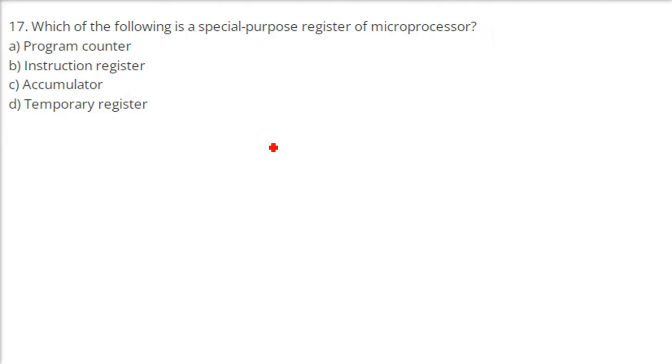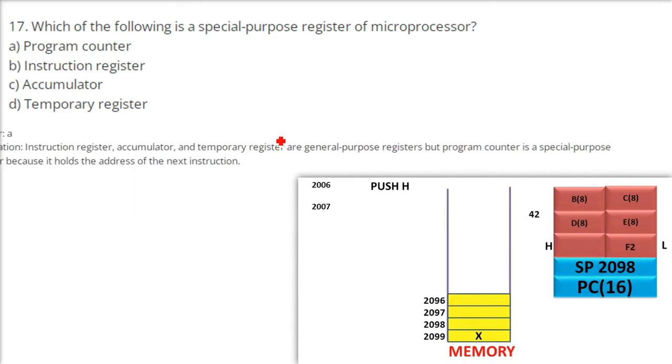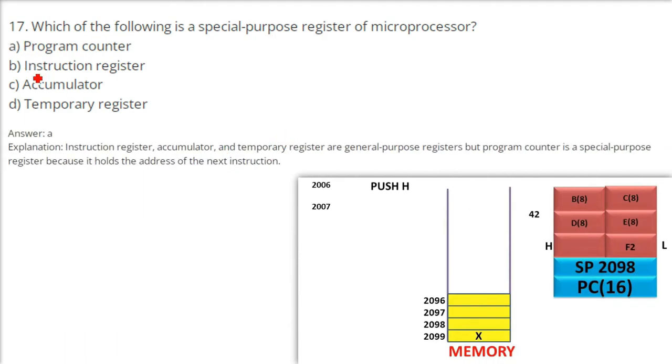Which of the following is a special purpose register of microprocessor? Okay. In any microprocessor, the instruction register, the accumulator and temporary register, these are general purpose registers, because whatever is happening in the accumulator is also saved in the accumulator by default. Now the answer here is program counter, because the program counter is different. Program counter holds the address of the next instruction which has to be executed.